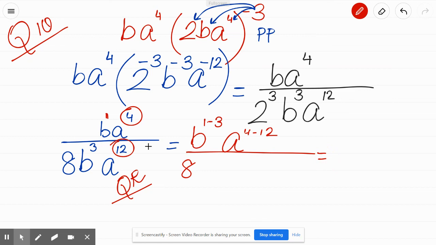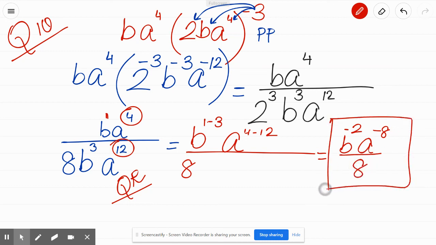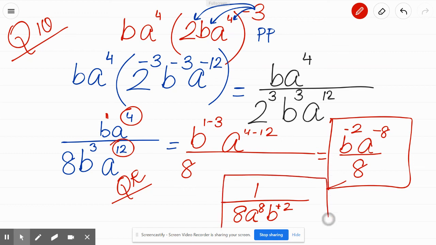All right, next up I have b to the power of -2 and a to the power of -8 over 8. Now this could be your final answer, or a better way to put your answer is with positive power and a first and b next. Sorry, +2, the moment I bring it down, the power becomes positive. So that should be my answer, and I cannot further combine it. So that will be the final answer.